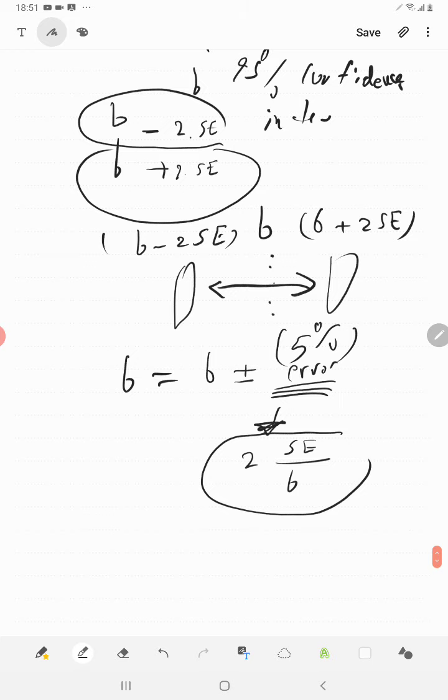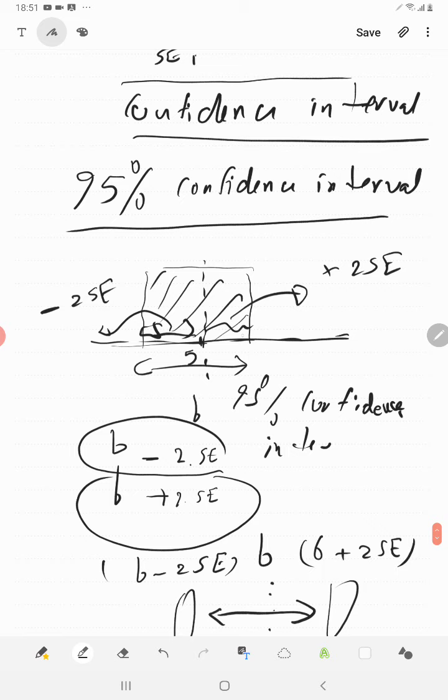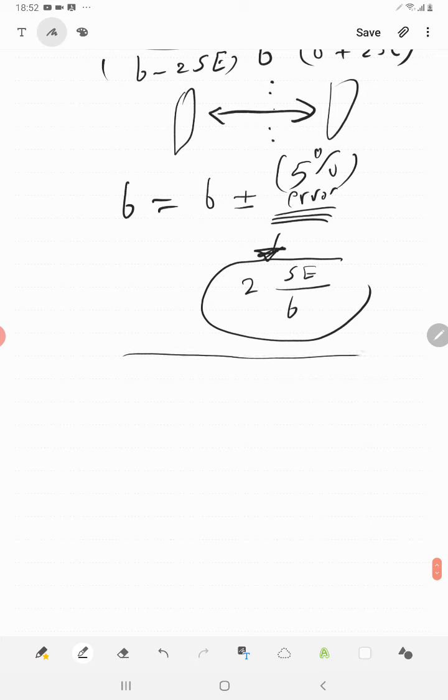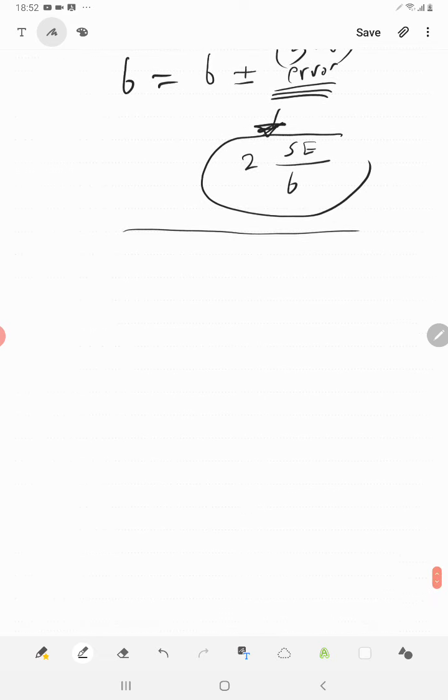Because we want to calculate the percentage. So here is 2 standard error here. What is the percentage? Related to B, so we divide that by B values. Now, it's better we go through the program in MATLAB and I show you how we do that.